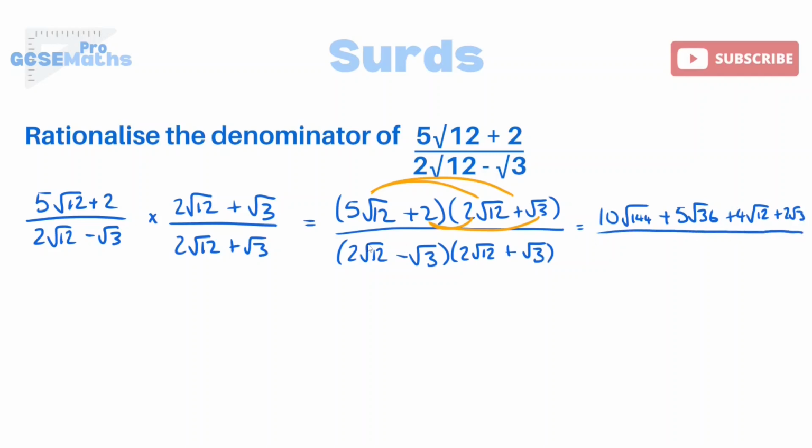In the denominator, we have 2 root 12 times 2 root 12, which is 4 root 144. We have 2 root 12 times root 3, which is 2 root 36. We have minus root 3 times 2 root 12, so the same thing, but now minus 2 root 36. And finally, we have minus root 3 times root 3, which is minus root 9. So let's go through and simplify.